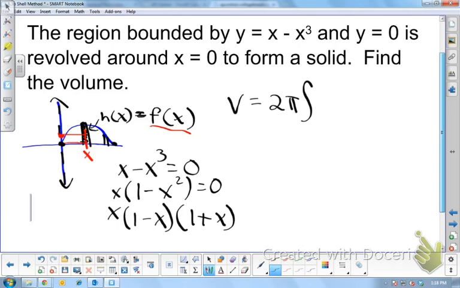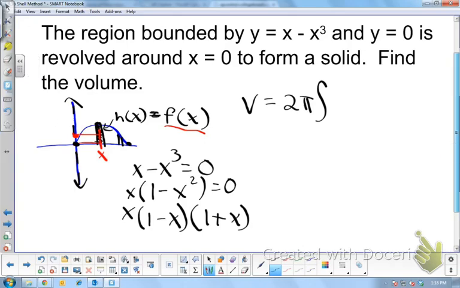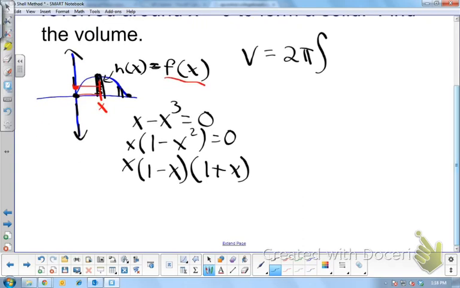So that means we have 3 possibilities. x equals 0, x equals 1, or x equals negative 1. Now one of those is completely useless to us. Which one doesn't matter at all? Negative 1. It's not on our picture at all. But we do need to go from 0 to 1.